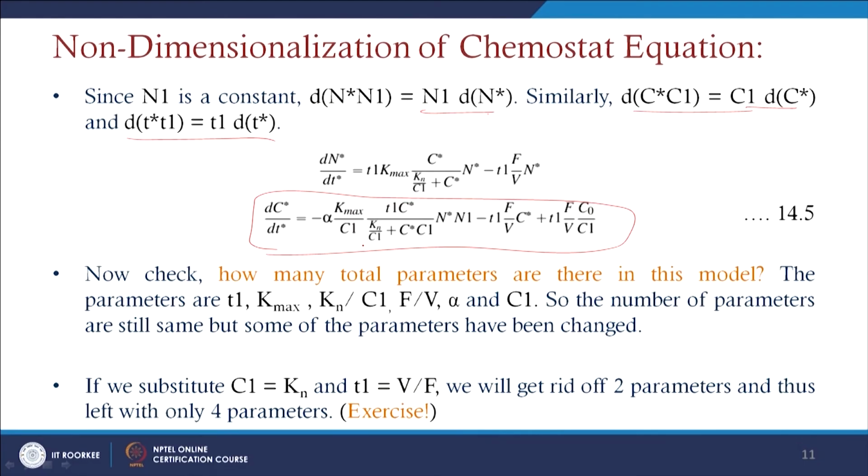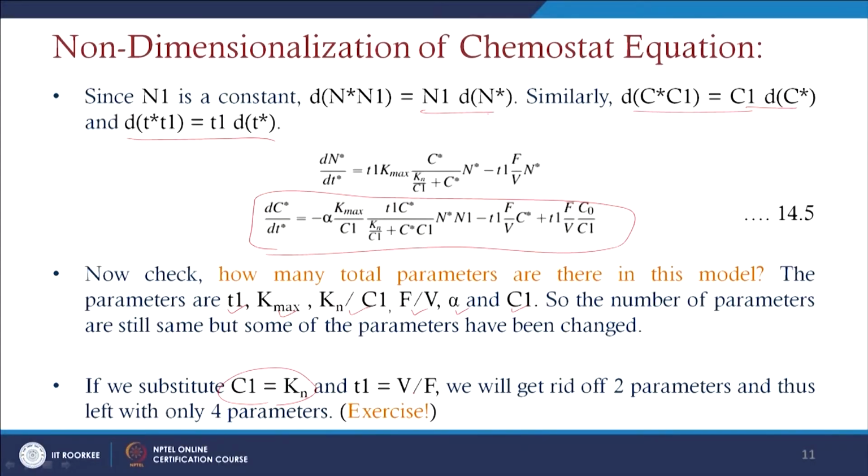Now, if you will just see here, the total number of parameters involved in this model are T1, K max, Kn by C1, F by V, alpha and C1. So, the total number of parameters are still the same, but some of these parameters have been changed since this division of terms is there. If we substitute, suppose here C1 equals Kn, since Kn is an arbitrary parameter and we can just change it according to our flexibility.